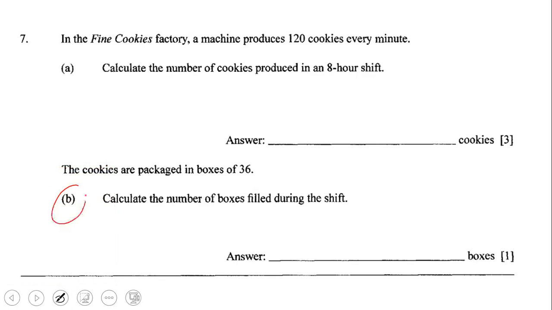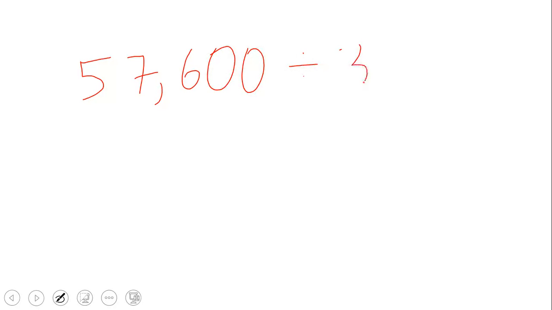But what about B, right? Note that in question B, the question wants us to calculate the number of boxes filled during the shift. In order to do this, we will use division. So what will we divide? We will perform the division problem as follows: 57,600 divided by 36. In order to do this, we will use a calculator.